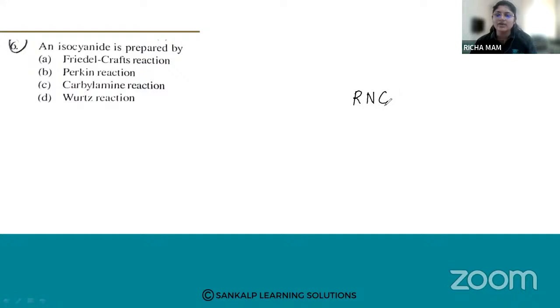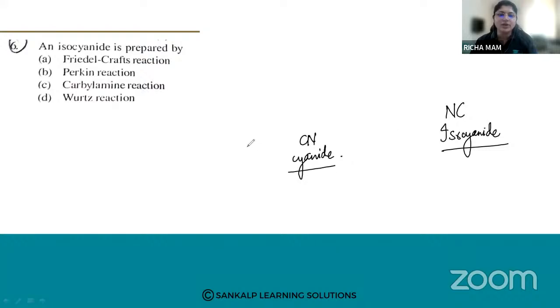RNC. Okay, whenever you have an NC bond, it is an isocyanide. And whenever you have CN, it is a cyanide. So remember, NC and CN are different. So we are talking about this and not this. So now when we are talking about isocyanide, how is it prepared?